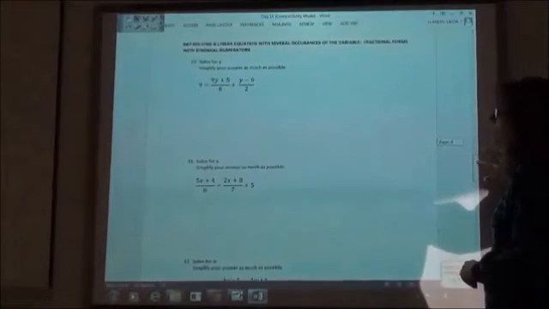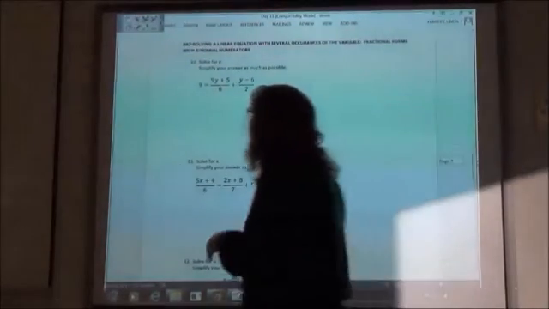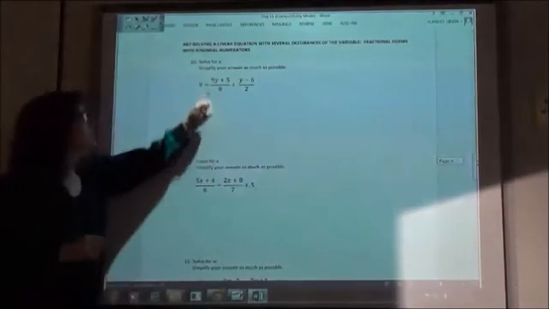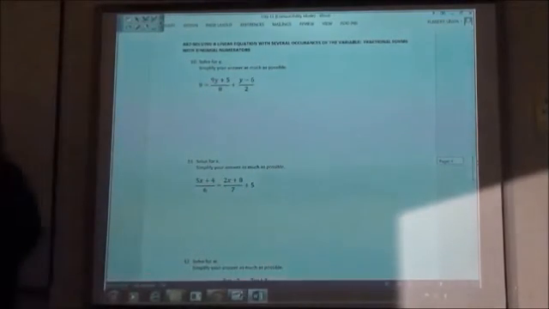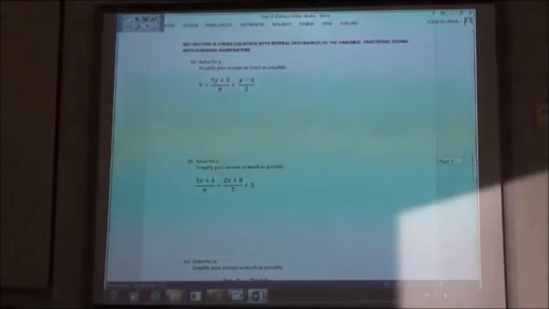The next three, solving more with fractions. These times we have a binomial numerator, which means there's two terms up there. But it's the same philosophy. I want to get rid of those fractions.